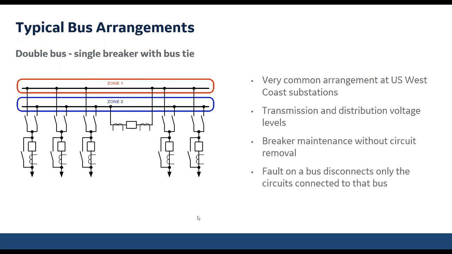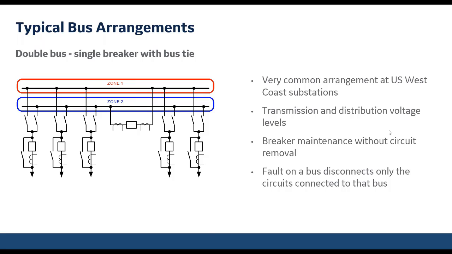And again, building upon that is the double bus, single breaker with bus tie. This is very common on the West Coast. It's mostly at transmission and distribution levels. You're not going to see it too much at the industrial level.